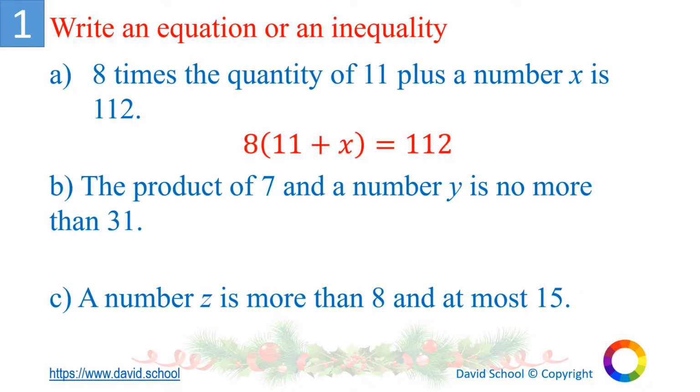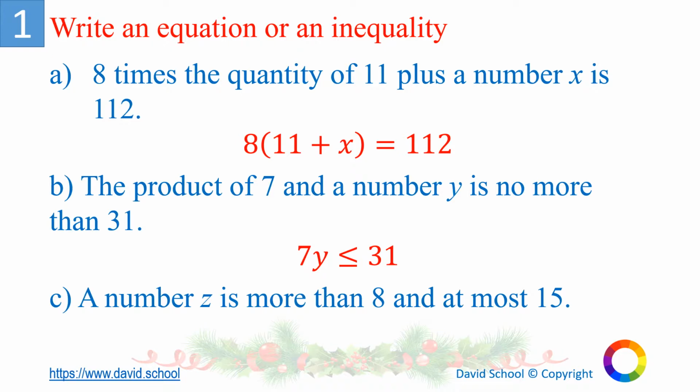The product of 7 and the number y is no more than 31. Product of 7 and y is 7y. Is no more than 31 means it can be maximum 31 or less, which means 7y is less than or equal to 31.